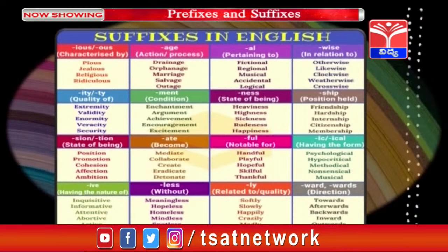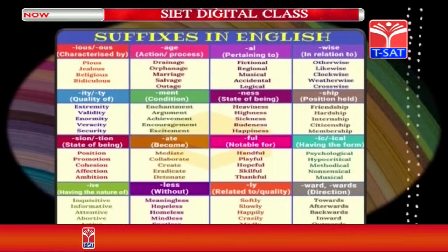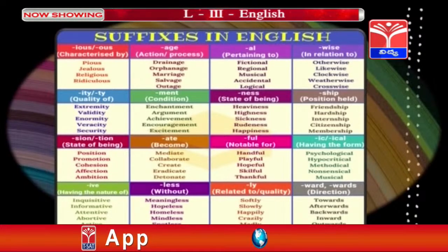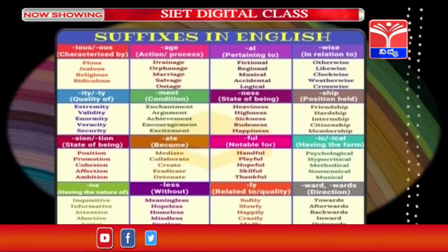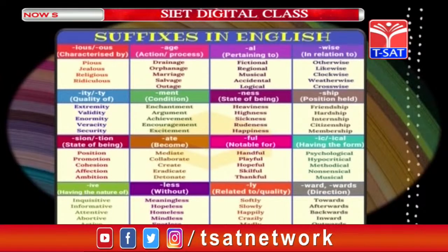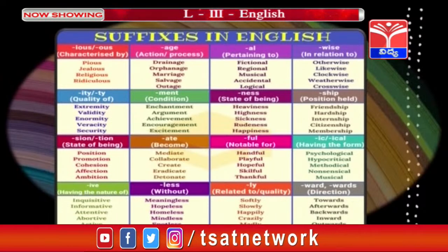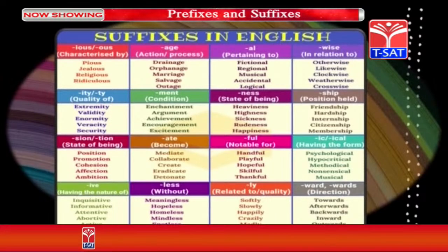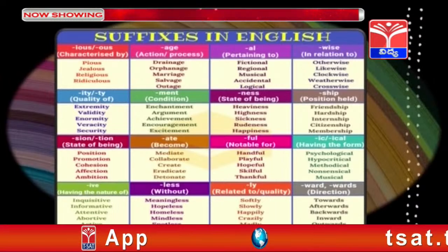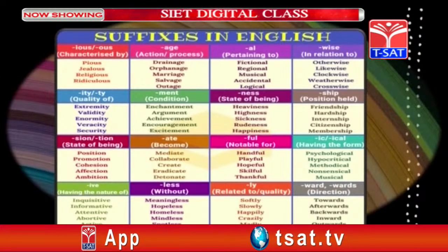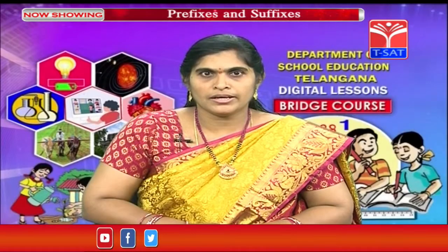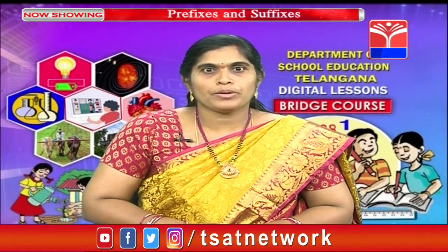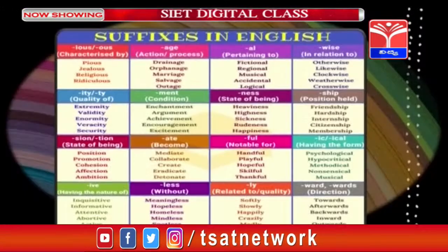In the same manner, the suffix wise tells us in relation to. Otherwise, likewise, clockwise. The suffix ity or ty tells us the quality of, like extremity, validity, security, etc. The suffix ment tells us about the condition, like apartment, achievement, encouragement, excitement.